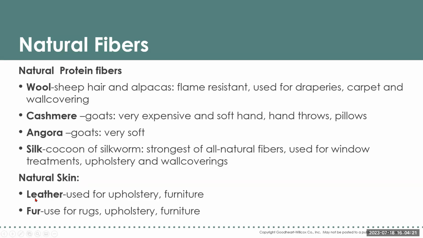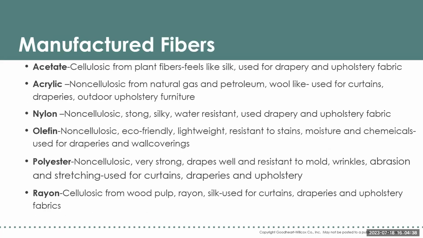And then you have natural skin like leather. We use leather furniture all the time, and furs for rugs and so forth. So when you're thinking of the natural fibers, we have fibers such as cotton and linen, and then you have your protein fibers. So those are all the natural realm, derived from nature.